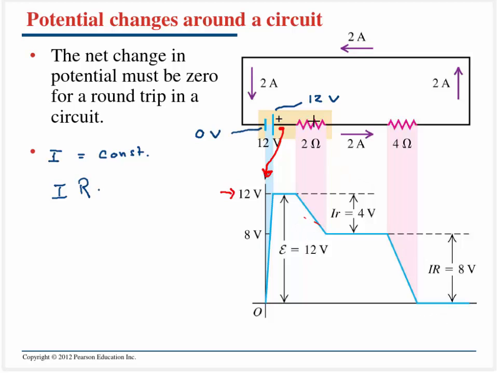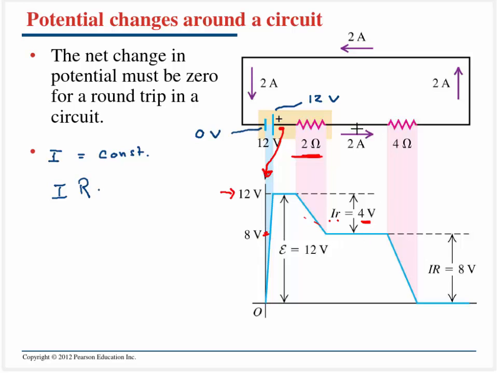Let me work my way through to this resistor right here. That resistor is going to cause the voltage to drop. It's going to cause it to drop by the current, 2 amps, multiplied by the resistance, 2 ohms. It's going to cause a 4 volt voltage drop across the resistor. So if I measured the potential at that point, it would be 8 volts.